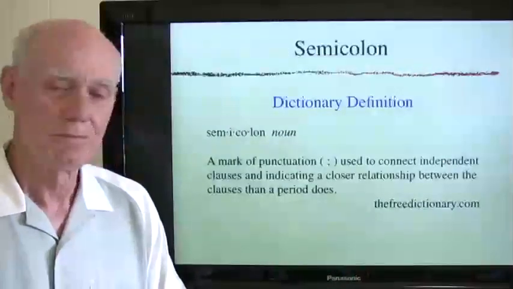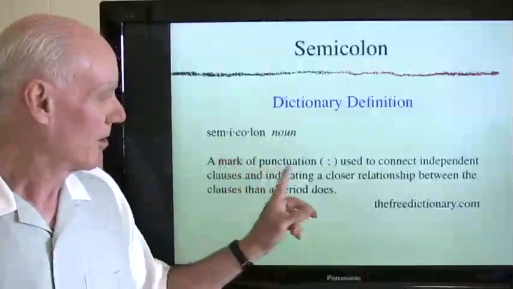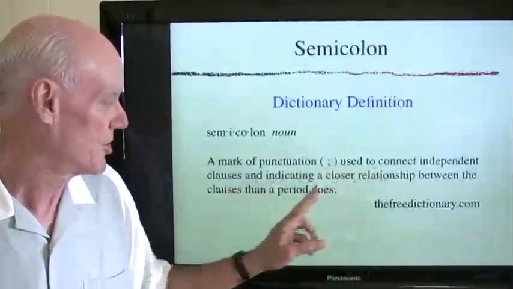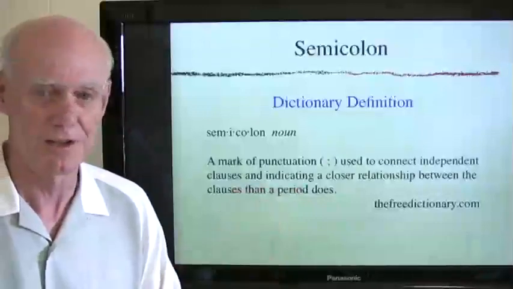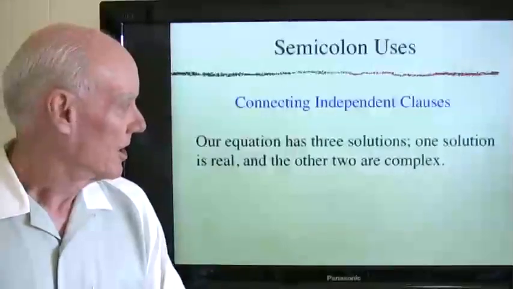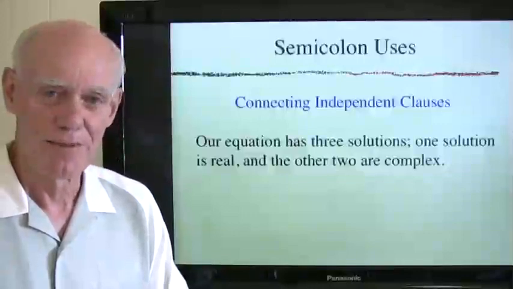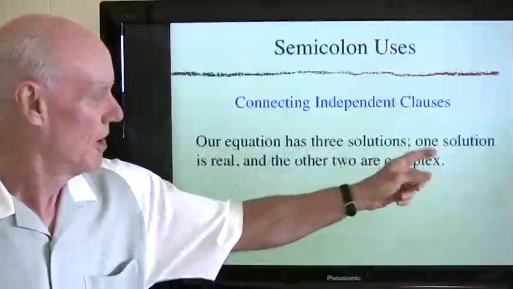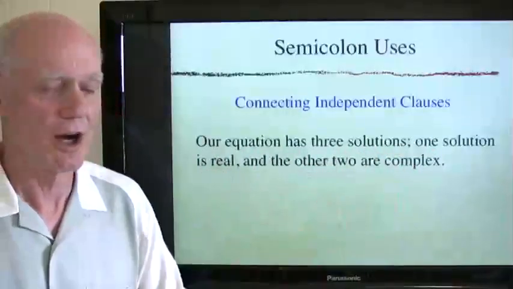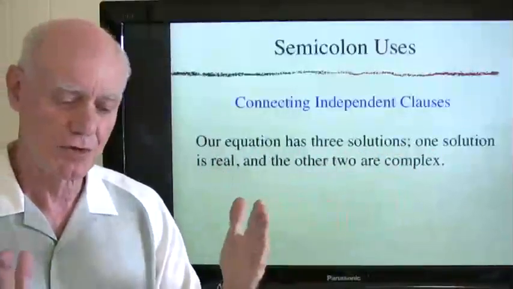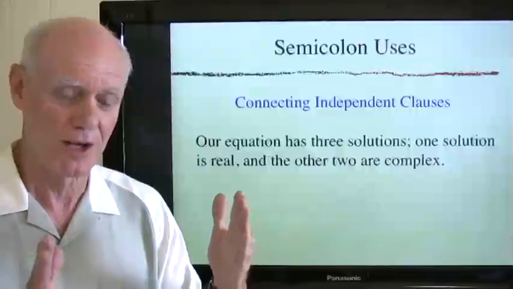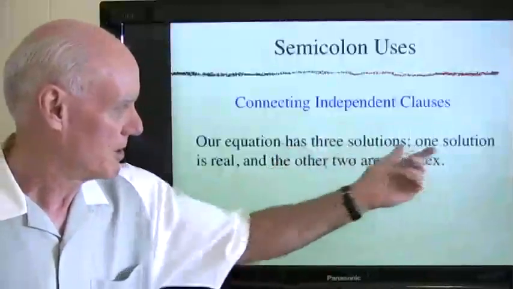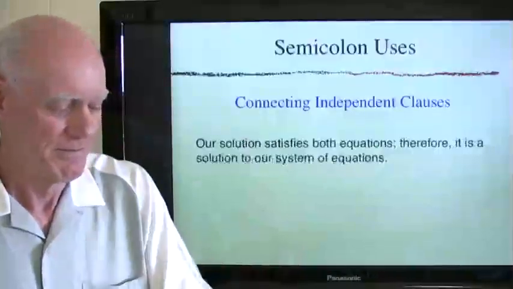So let's take a look. Okay, in the dictionary, definition for semicolon: a mark of punctuation used to connect independent clauses and indicating a closer relationship between clauses than a period does. Connecting independent clauses, okay, I'll give you one from mathematics since that's my field. Our equation has three solutions; one solution is real and the other two are complex. Those two clauses are a little more closely related than they would be if I just made two sentences with periods, because this talks about a specific example of this.